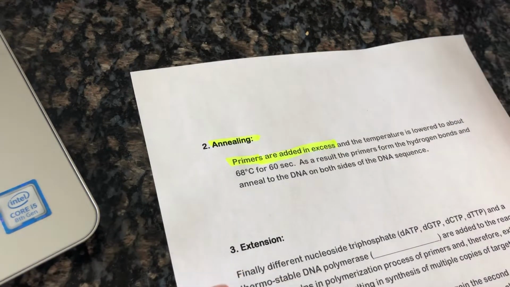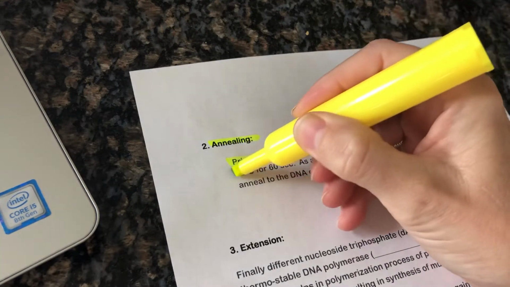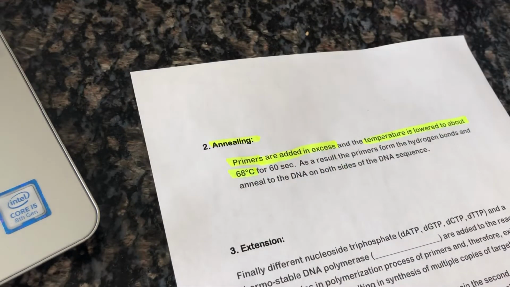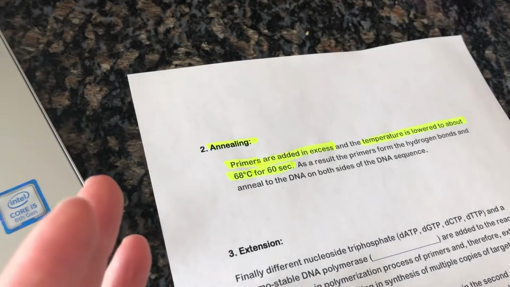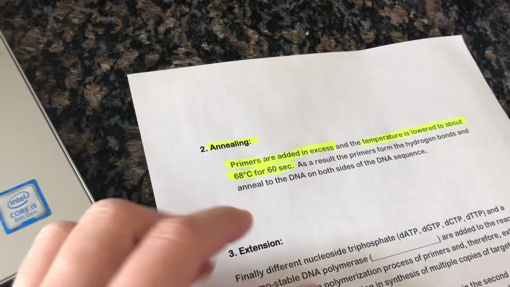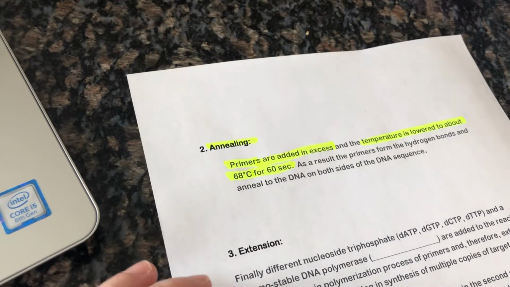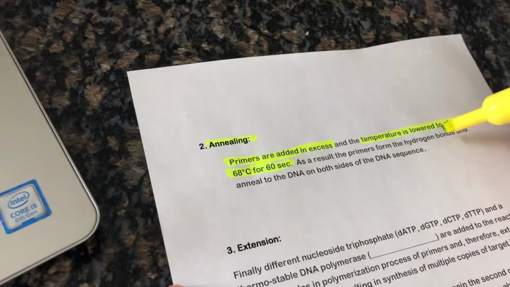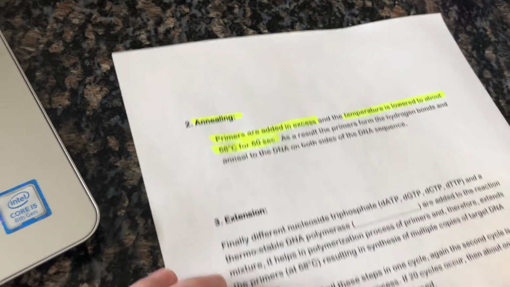When annealing is accomplished, the temperature has to be lowered. Okay, so it has to be lowered to 68 degrees Celsius, and they keep it at about that for about 60 seconds. So it goes from very high temperatures to separate the DNA molecule to lower temperatures, not low, but lower temperatures to allow the primers to attach to the DNA. All right, and then it says, as a result, the primers form hydrogen bonds and anneal to the DNA on both sides of the DNA sequence.